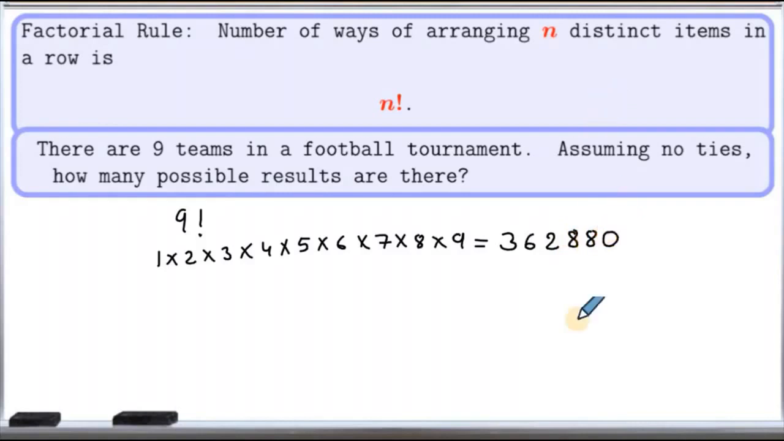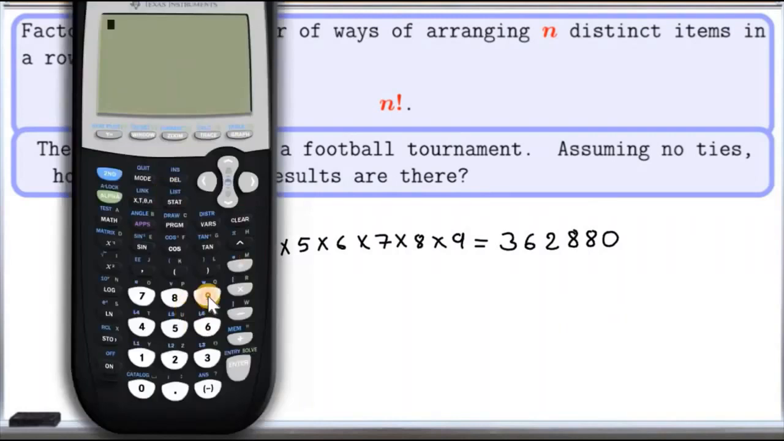Let me show you how to get this in calculator. Here we have to find out 9 factorial. So first type 9, then go to math, then highlight probability. So use this arrow key to highlight probability. Then use this arrow key to go down to number 4, then hit enter. So that gives you 9 factorial.